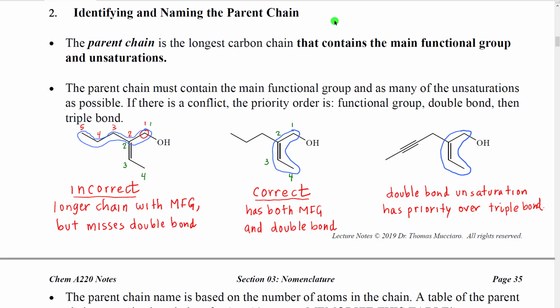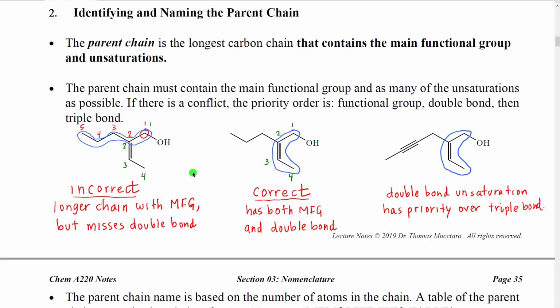Now, if there's a conflict because, for example, there's a branch and one unsaturation is in one chain and a different unsaturation is in another chain, or the functional group is in a different chain, the priority order is this. The functional group has first priority. It must contain the main functional group. Then double bonds, and then triple bonds. Okay, so let's look at our examples.